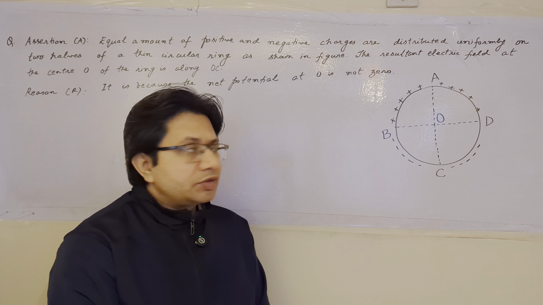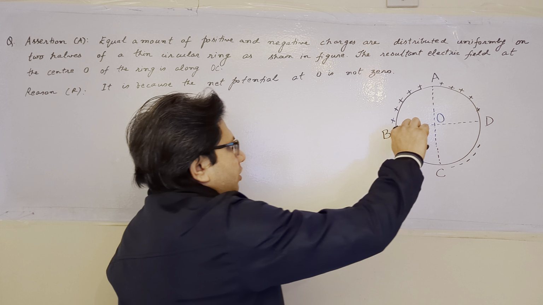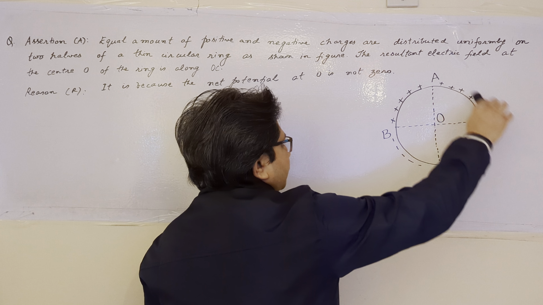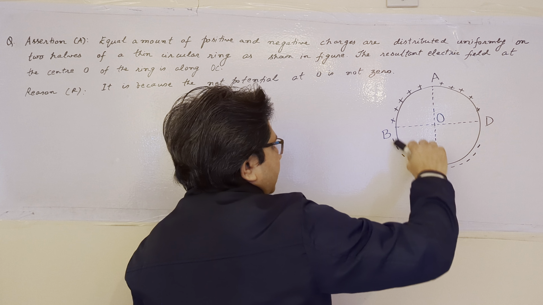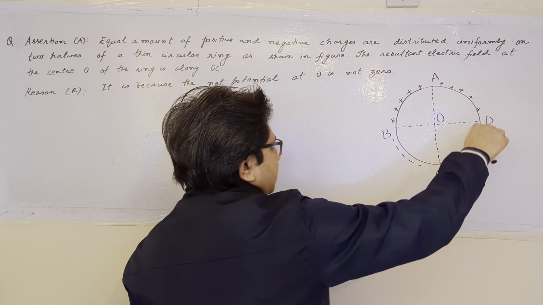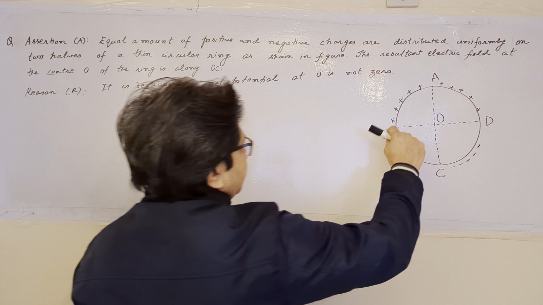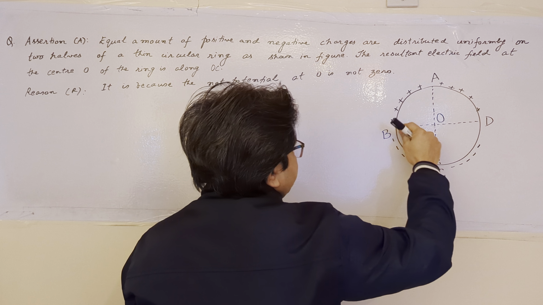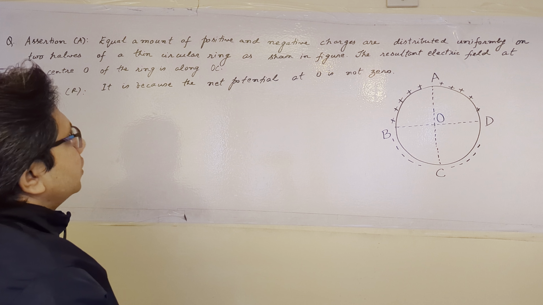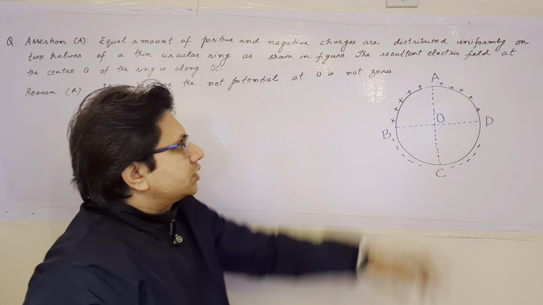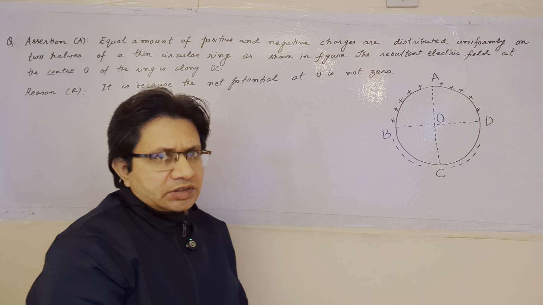A particular situation is given. For example, a ring is given, and in this ring, the upper half has positive charge uniformly distributed, and the lower section has negative charge which is also uniformly distributed, and they are equal. It means that the total positive charge is equal to the total negative charge. Now, the assertion says that the resultant electric field at the center O of the ring is along OC. We have to check this statement.